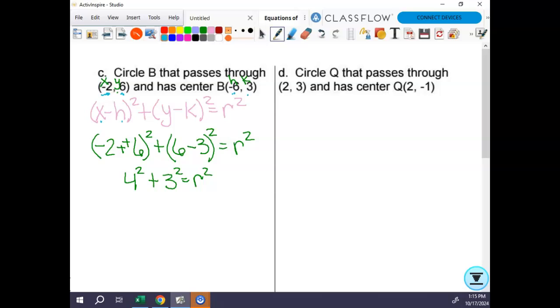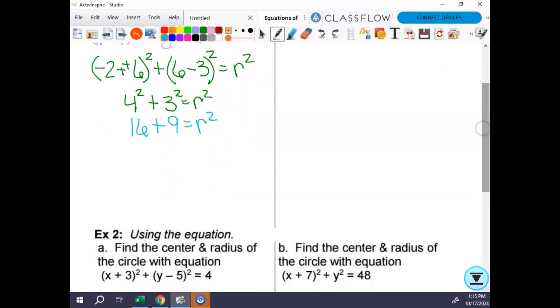Okay? So what's 4 squared? 16 plus 3 squared is 9, and that's equal to r squared, right? So then r squared equals 25. So what does r equal? 5, okay? And it's not plus or minus here, because remember, if you take the square root of both sides, you have to put a plus or minus. The reason it's not plus or minus is because the radius is always positive because it's a distance, okay?